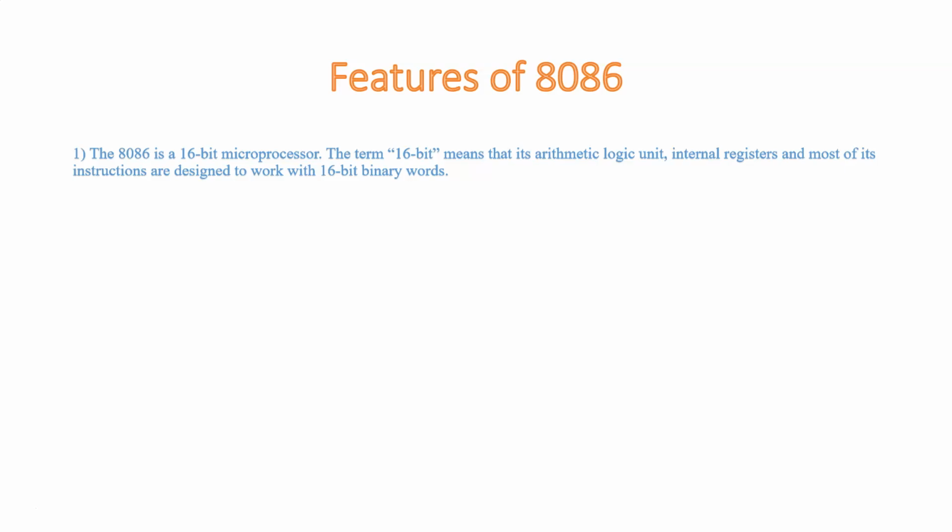Why is it called a 16-bit microprocessor? The arithmetic logic unit, the internal registers, and most of the instructions accessed by the 8086 are 16-bit only. So it can access only 16-bit data at a maximum. So it is called a 16-bit microprocessor and it has a 16-bit data bus.